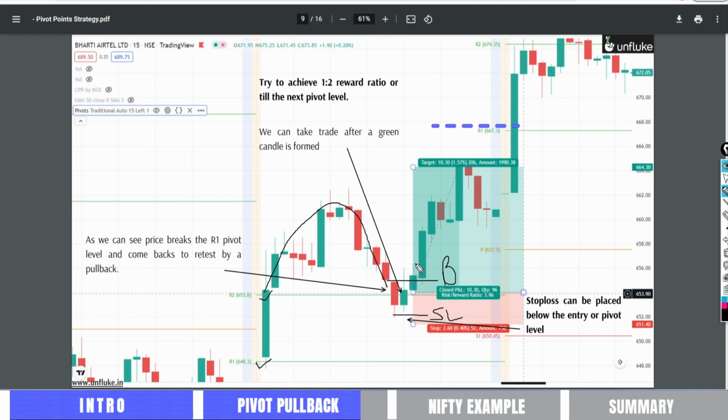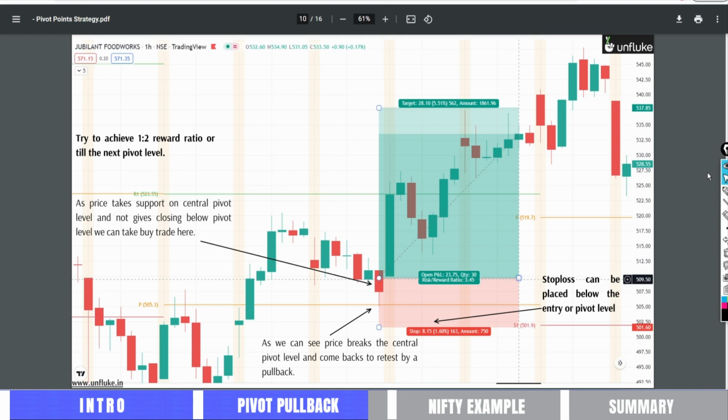And again, you can see that the stock kept going up, and wherever is your next level, you can take an exit. But you can see that it was again a great trade, 1:3 or a 1:4 kind of a trade. Let me show you one more example here, and then we'll look at the examples on Nifty also.